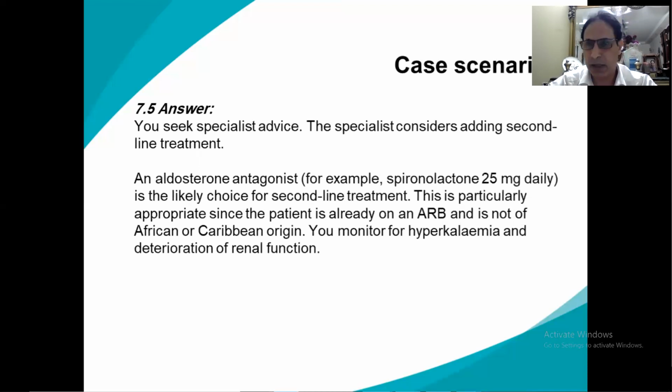The second-line treatment, as I mentioned, is aldosterone antagonism; spironolactone 25 mg daily is a likely drug of choice. In addition to being a diuretic, it is antifibrotic, reduces remodeling, and cuts the pathway of reactivation of aldosterone. It is particularly appropriate since the patient is already on an ARB and is not of African or Caribbean origin. You monitor for hyperkalemia and deterioration of renal function. Why? Because both drugs, the ARB and spironolactone, can cause hyperkalemia, so you should take care when adding those groups together.